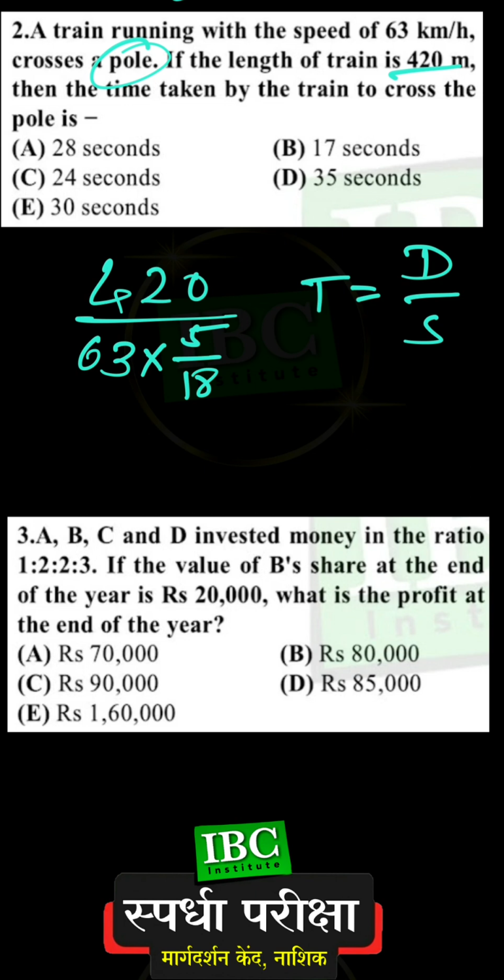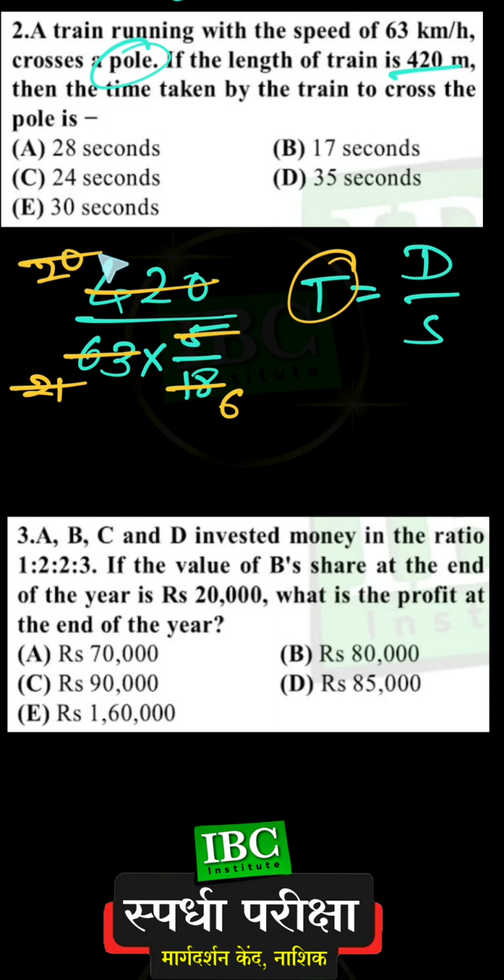After solving the equation, you will get the answer, which is time. So 3 sixes are 18, and 21 twos are 42, so it is 20 seconds.